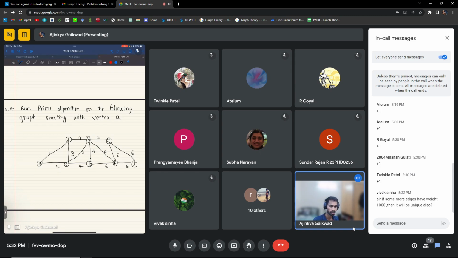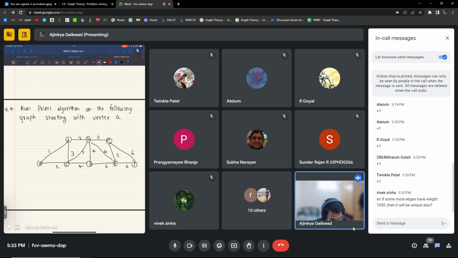So the answer is there cannot be more than one edge with heaviest weight in this problem. I'm talking about the last problem because the problem said that I have a unique edge with heaviest weight. Unique means there is only one. Okay, I think that's clear.